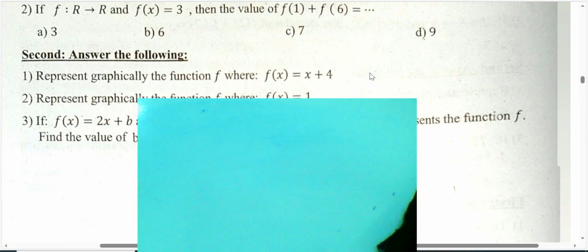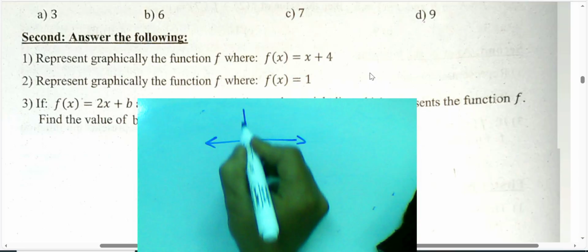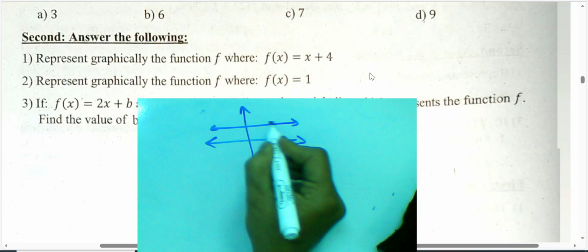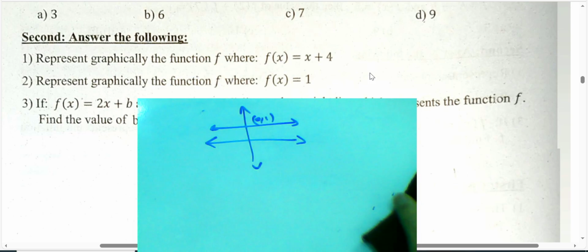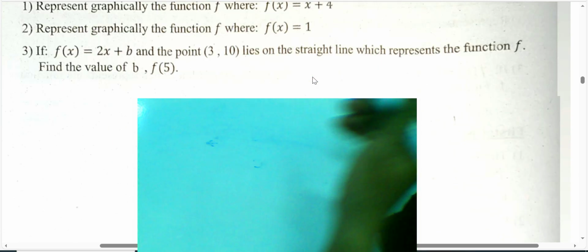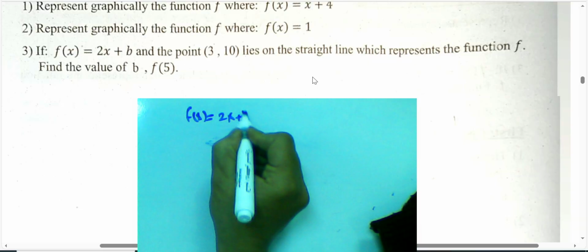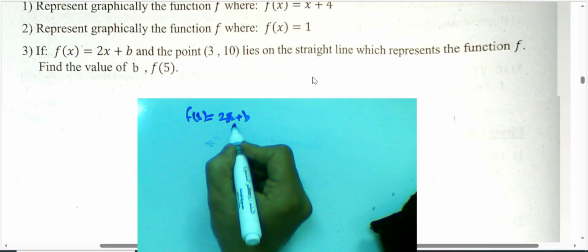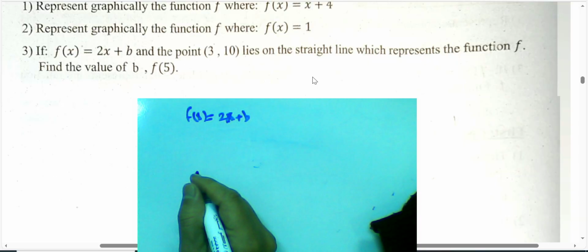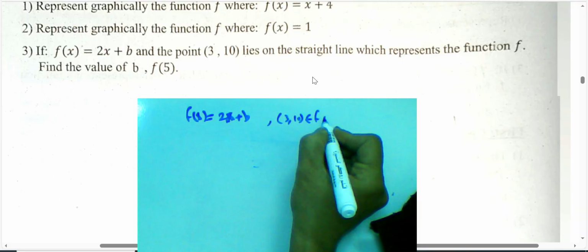Next function, f of x was 1, a constant function. You can draw a straight line cutting the y-axis at the point 0 and 1. This is question number 2. Number 3, he gave me the function f of x was equal to 2x plus b. Okay, we have the point 3 and 10 belonging to f of x.